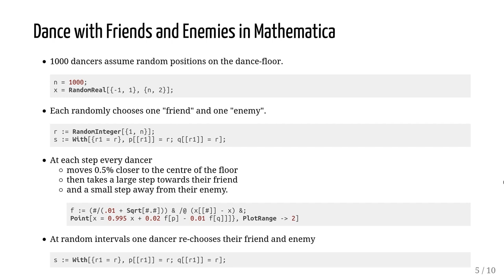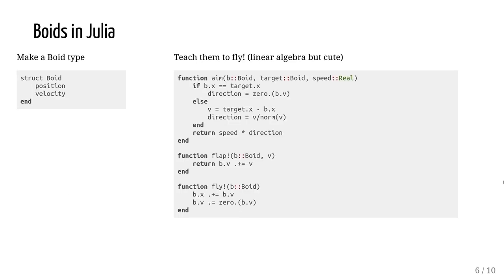Here you can see the original dance in very terse Mathematica. I just want to show this because most of the complexity is actually just linear algebra, but Mathematica makes it very nice to visualize and interact with these elements. In Julia, I prefer things a little more verbose and easy to understand, so I create a Boid type that contains the position and the velocity of each Boid. Then I teach them to fly. Now this is just the linear algebra, same as the Mathematica code, but with slightly cuter notation.